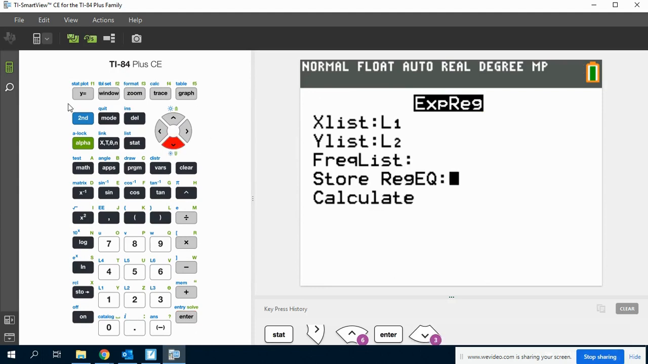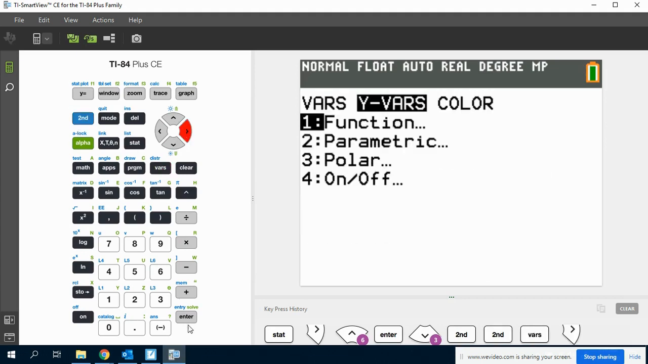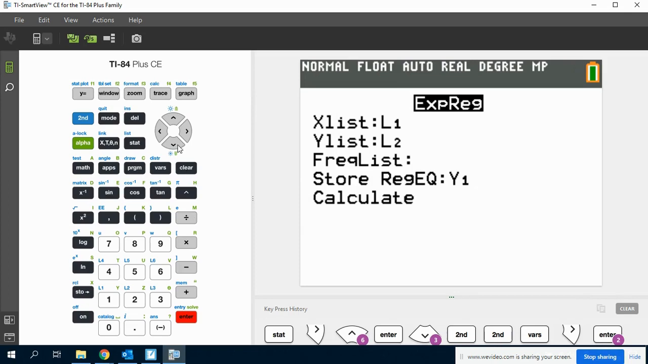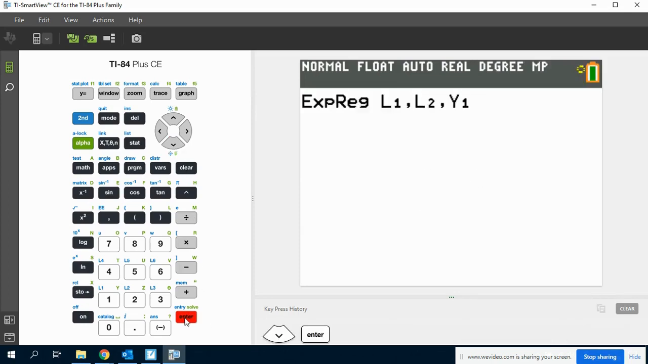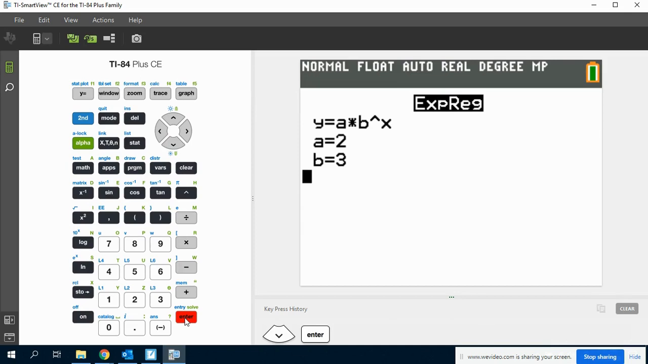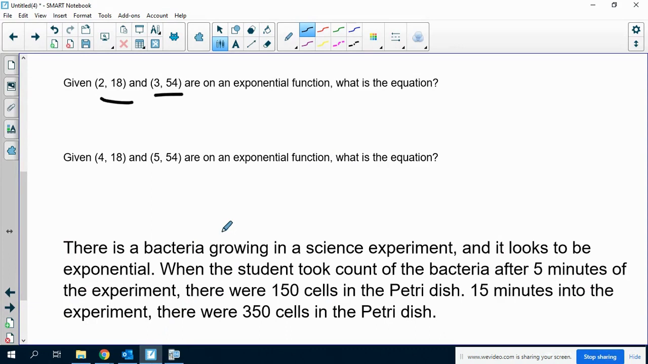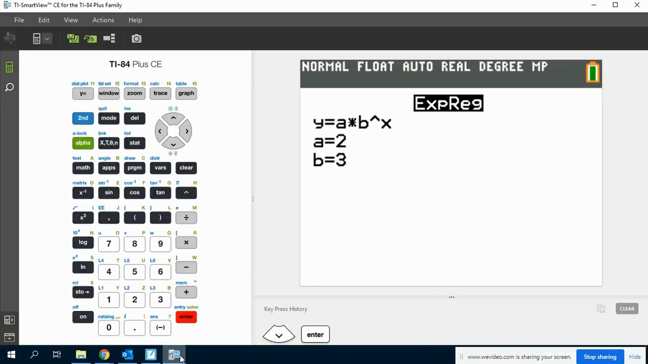We can store the equation, remember? So vars, y vars, store it as y1 if we want, and then calculate, and we'll end up with this function. So y equals 2 times 3 to the x. So y equals 2 times 3 to the x in this problem. And if you plug in 2 for x, you'll get 18. You plug in 3 for x, you'll get 54. It works out great.